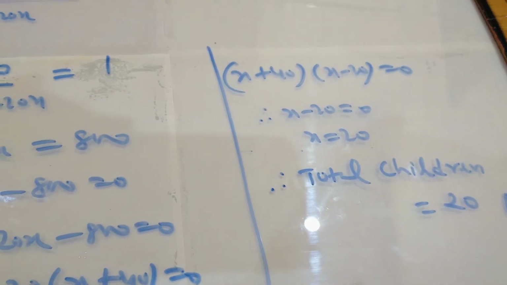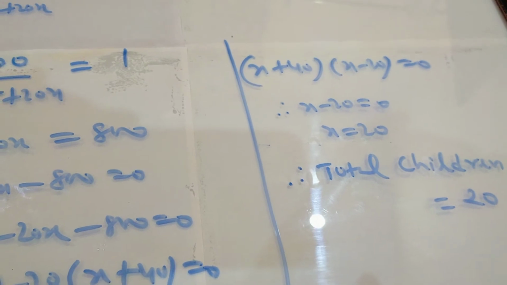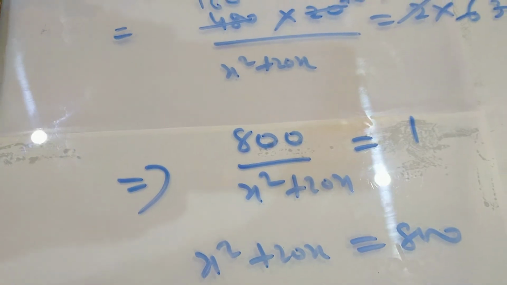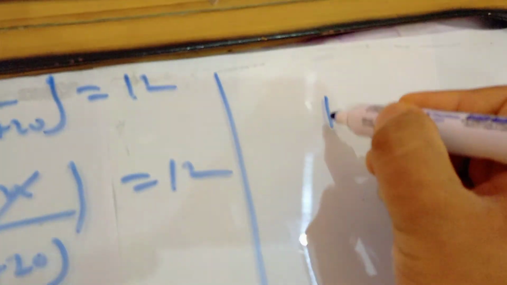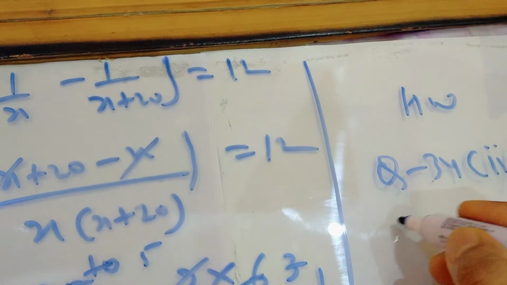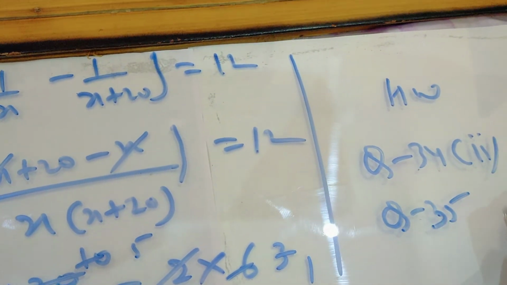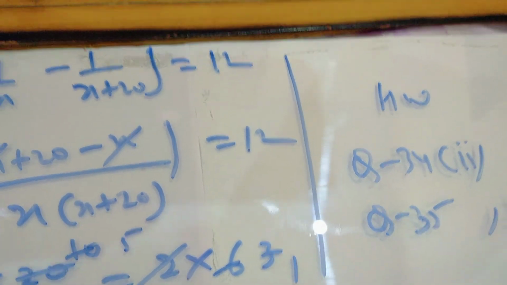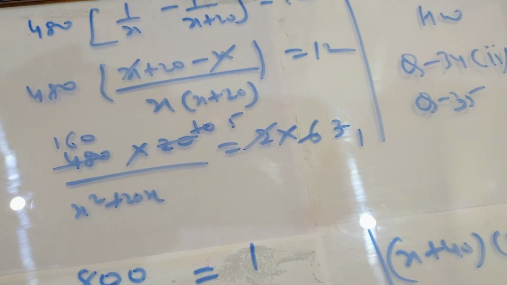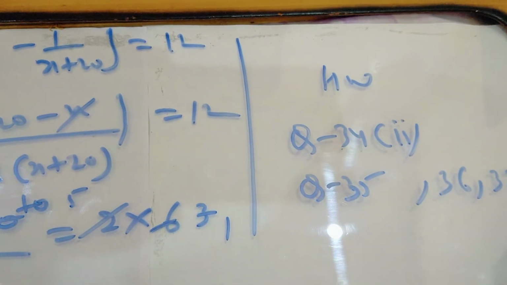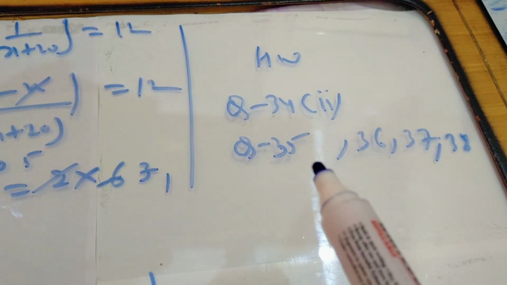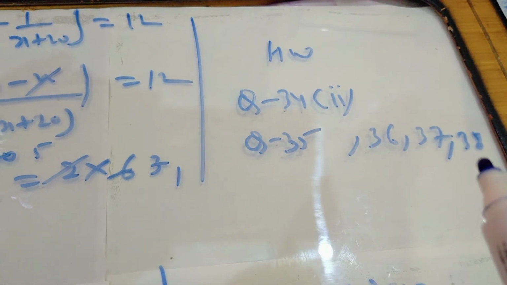So student, take the hint from these two questions and try to simplify the next questions. I am assigning the questions to you. Your homework I am writing here. Question number 34, the second part you have to do. Question number 35 you can do it. 36, 37 and 38 also you can do it. So these questions you should do from 5.5 as homework questions, as assignment questions. You do these questions in your fair copy.